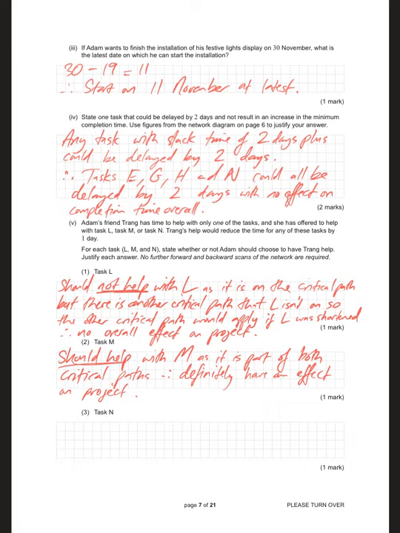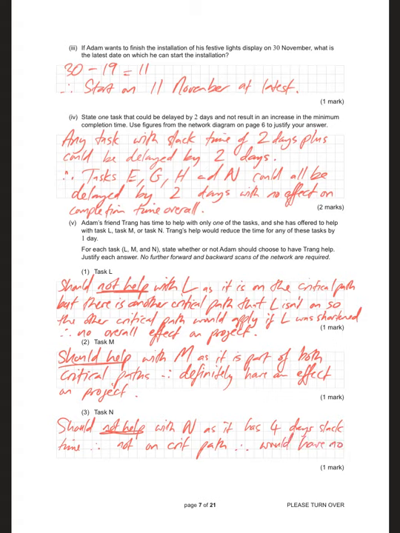Task N. Whereabouts is task N? Task N has slack time, so should not help with N, as it has 17 take 13, 4 days slack time, therefore not on critical path, therefore would have no effect on the project, making it faster. That's that page done. Moving on.